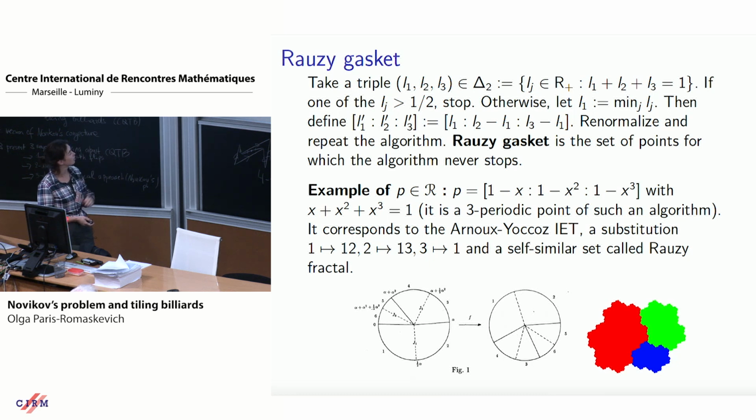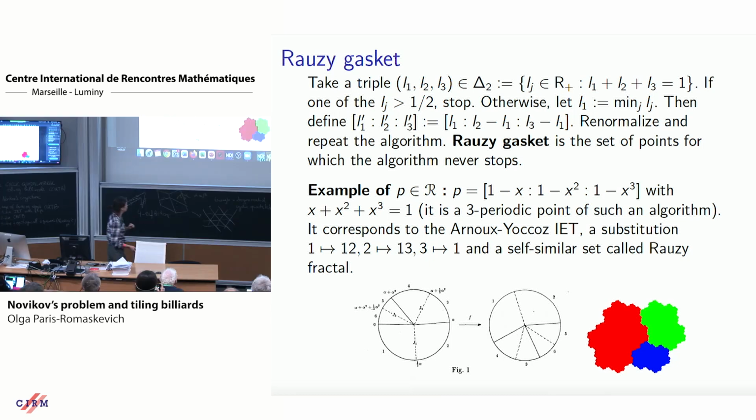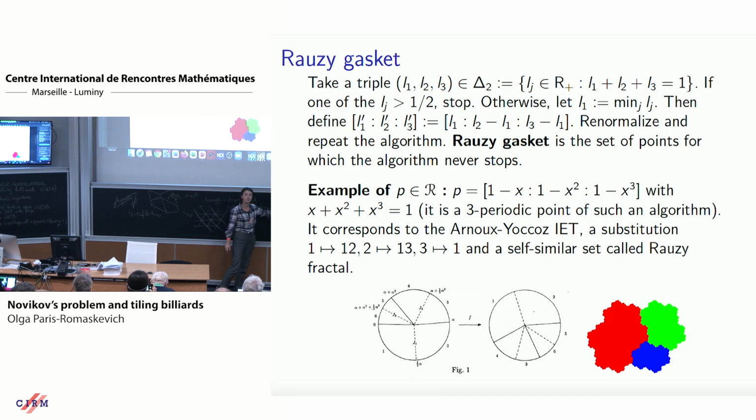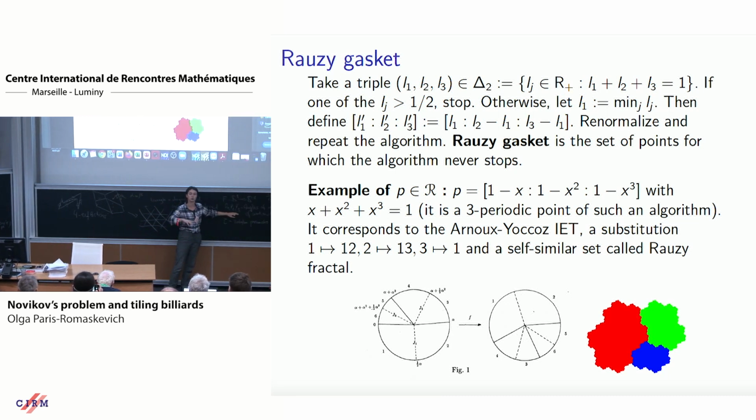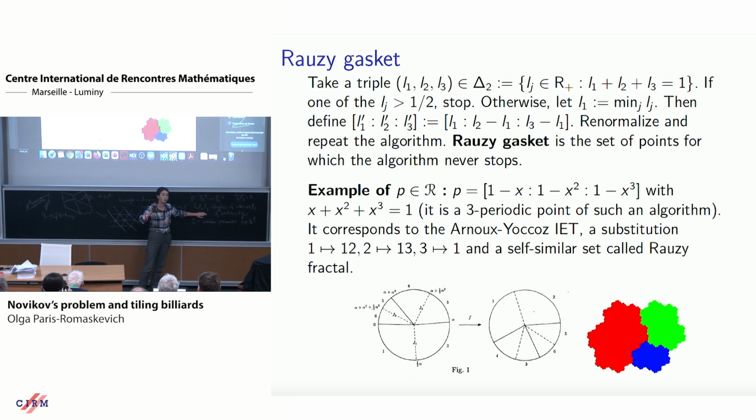You take your 3 numbers, L1, L2, L3, your 3 lengths. You look if there is one of them which is bigger than 1/2. If it's the case, you stop. You don't go after. You throw away this point from the rosy gasket. If it's not, you take the smallest one of them and you subtract it from the 2 others. Then you renormalize and check one more time if some of the length is bigger than 1/2, and then you continue. And the points that survive this eternal process of exclusion lie in the rosy gasket.